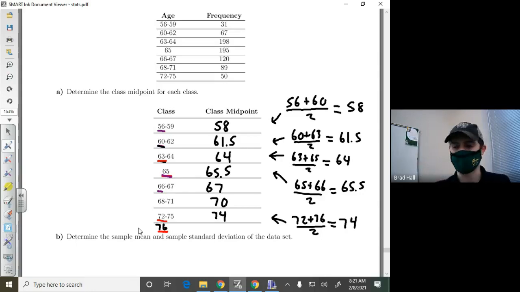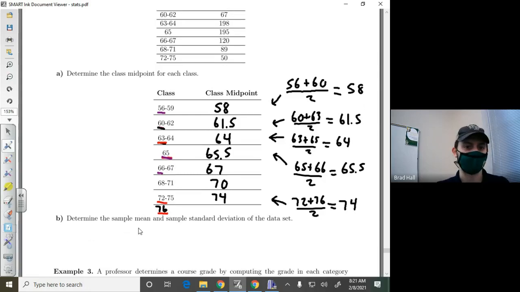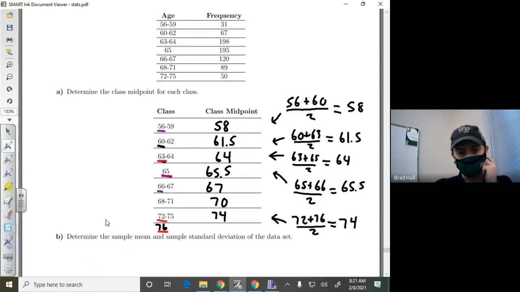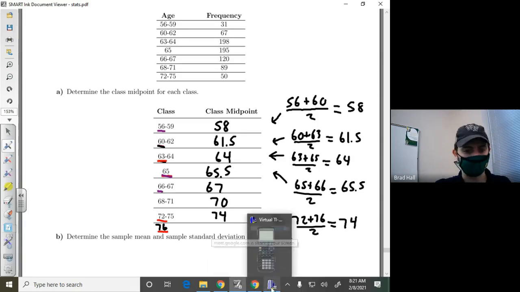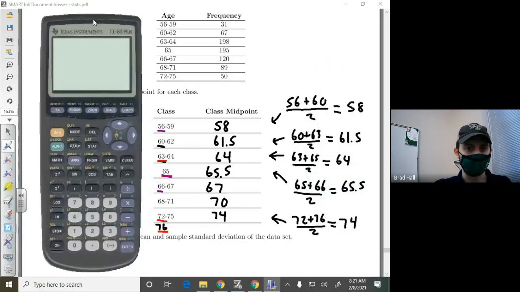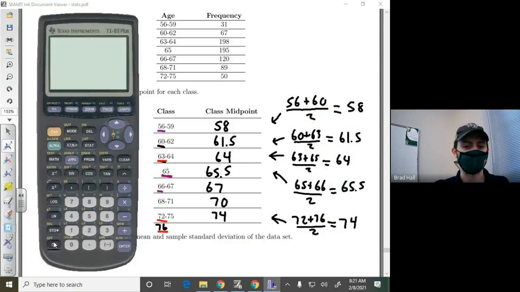So again, pretty straightforward stuff, regardless of if the class sizes are uniform or not. We apply it the same exact way. It's still just the average of the lower consecutive limits. And from there, it's the same idea. I think I hear some of you typing already, so that's perfectly fine. We'll go right into putting this into the calculator and determining the sample mean and sample standard deviation.